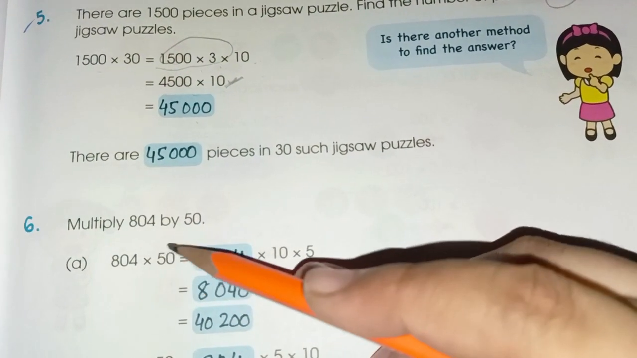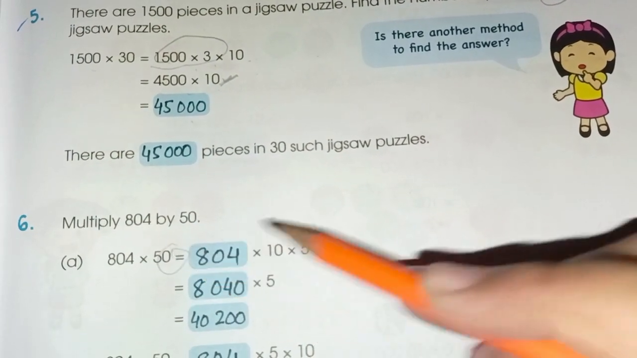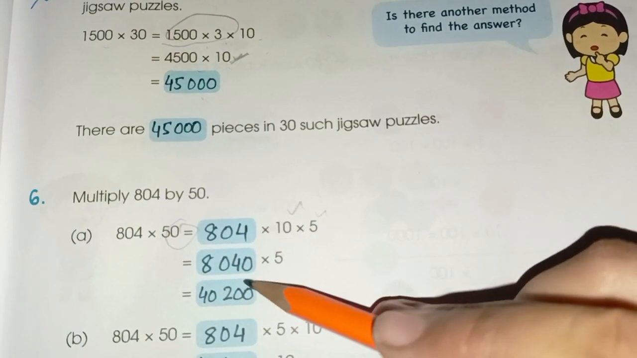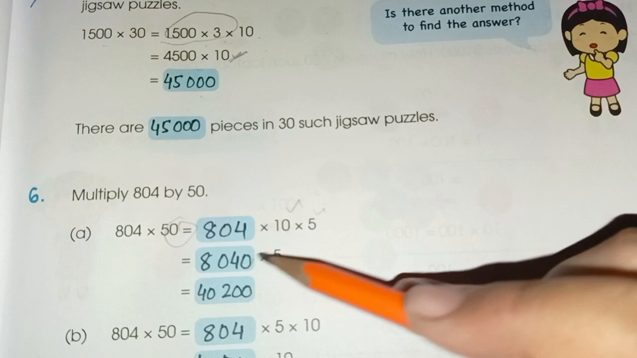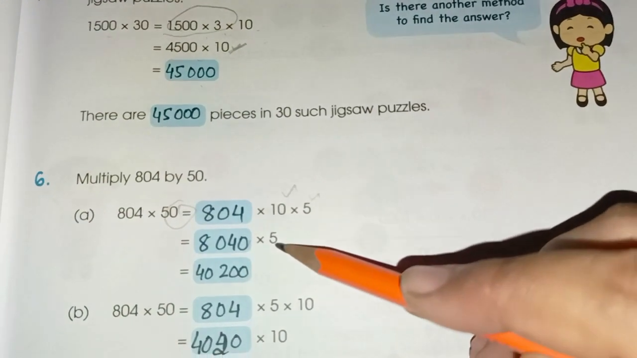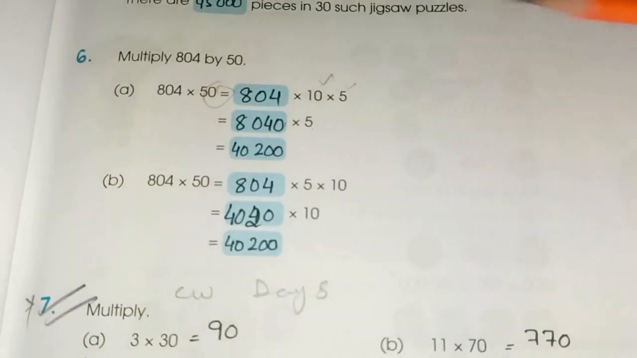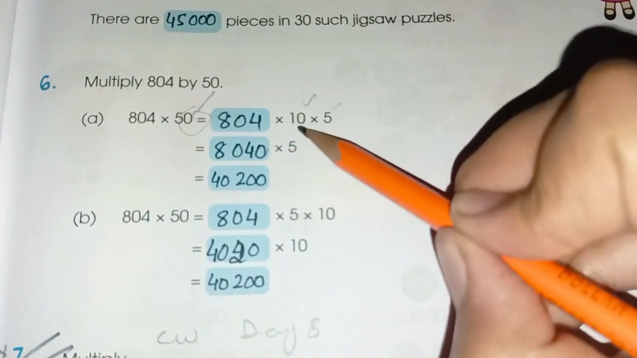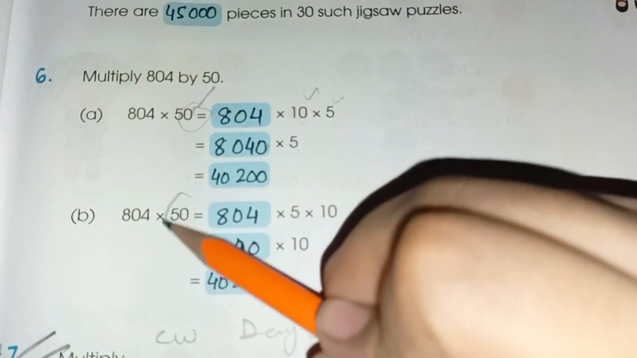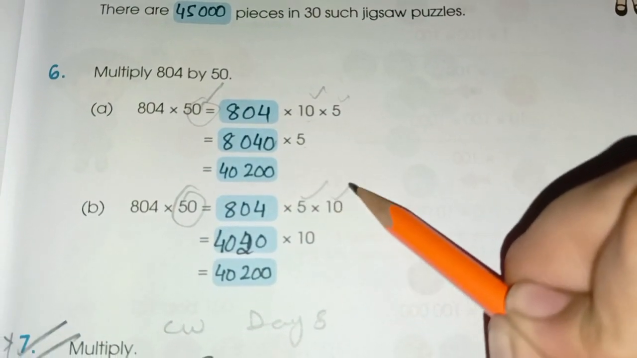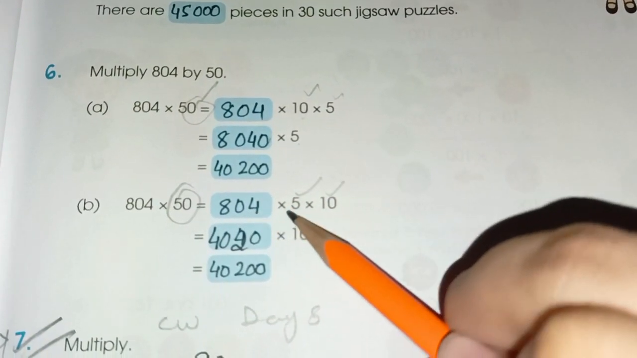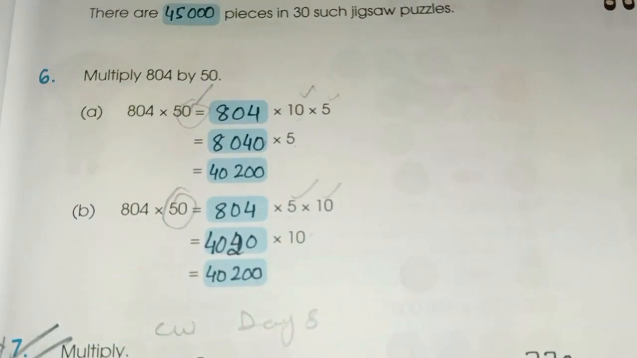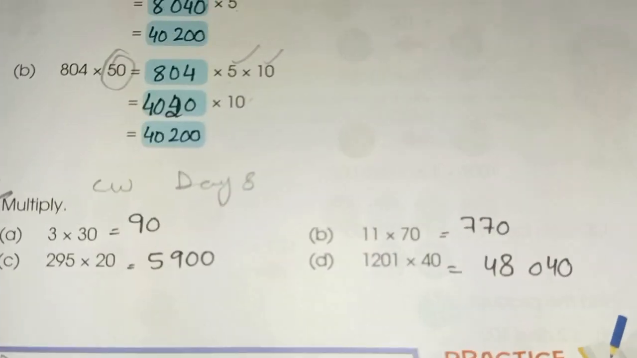Same as it is, here we have 50. So we break the 50 into 10 and 5. First we multiply the number with 10, which means we just have to add a 0. Then we multiply the number with 5. We can use both methods. We can break the 50 into 10 and 5, or we can also break the 50 into 5 and 10. Multiply 804 with 5, then add a 0 to the answer. Same as it is, we have all these questions.